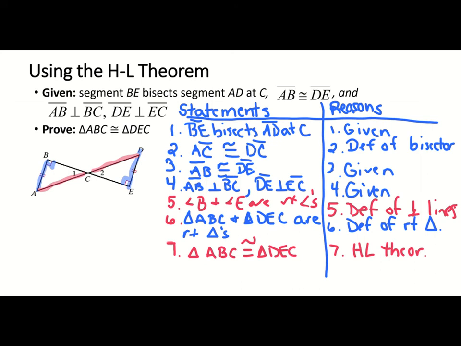Now, they marked angles 1 and 2 here. We didn't use them. We could have talked about vertical angles, but we didn't go that way. So again, sometimes with proofs, you might get to the same answer but go a different way.